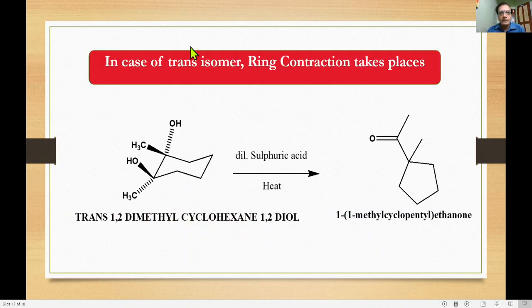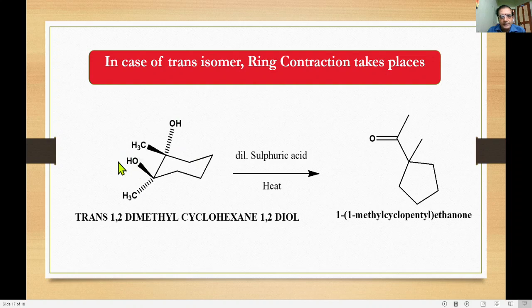Whereas in the case of our trans isomer, what will happen in the case of the trans isomer? See the trans isomer, I already pointed out that CH3, here CH3, the direction differs. OH to OH direction differs. So both of them are in opposite directions. So always know that cis means same direction, trans means opposite direction. Trans 1,2 dimethyl cyclohexane 1,2 diol on H plus ions. What will happen if you consider either one?